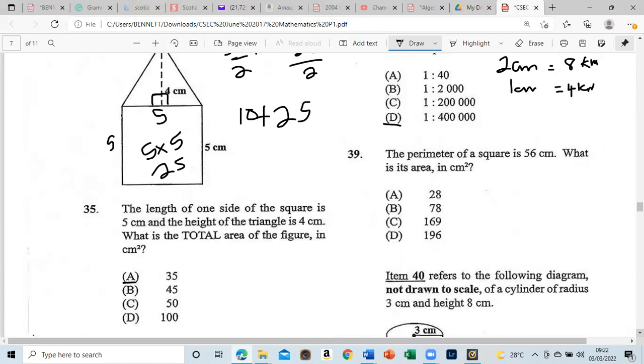The perimeter of a square is 56 centimeters. What is its area? Alright, so first we divide 56 by 4 because the sides must be equal, to find out the length. 4 into 5 is 1, left 1, so 4 into 16 is 4. So it's 14 times 14. Alright, let's move on to 40.